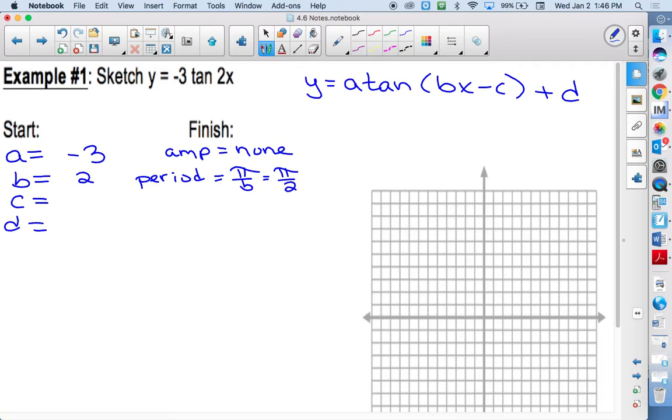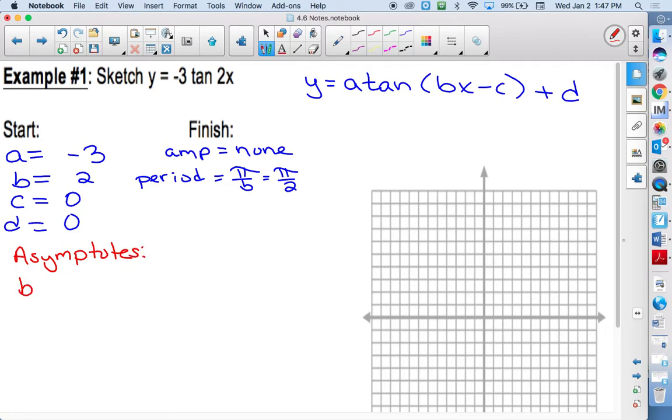Is there a c value? No, there's no parentheses, so there's no c. And there's no d. D is whatever's being added or subtracted after the function. So to graph this, I said we're going to focus just on the asymptotes. And that's what we're going to calculate. So you're not necessarily going to have 5 key points. You're going to just have the asymptote values. And then we're going to make sure we graph the rest of it based off the asymptotes.